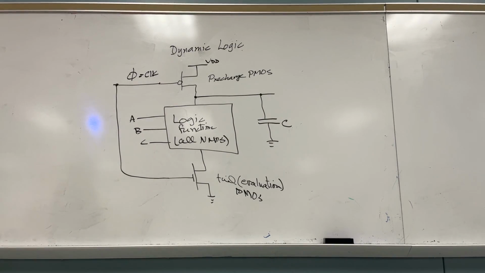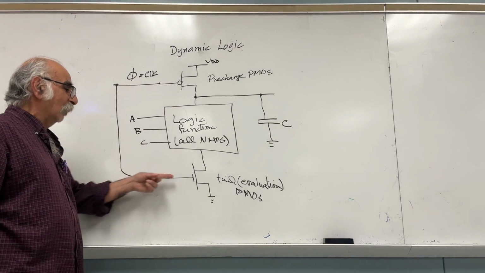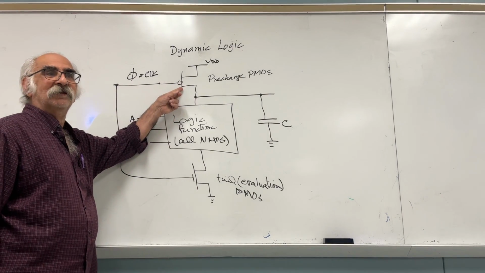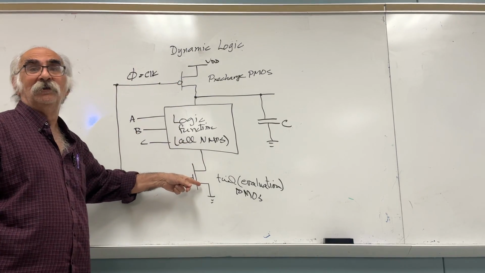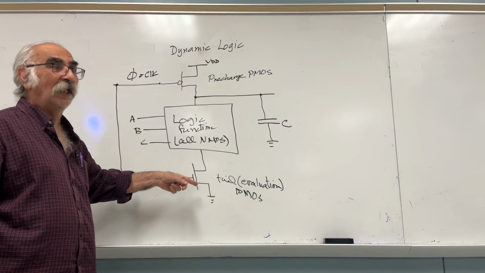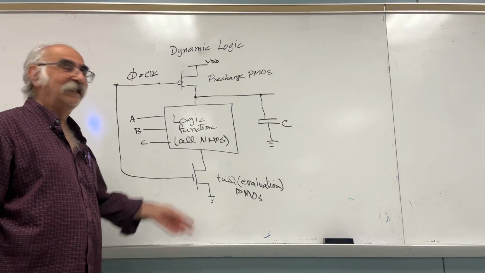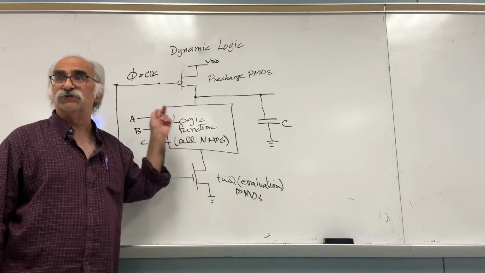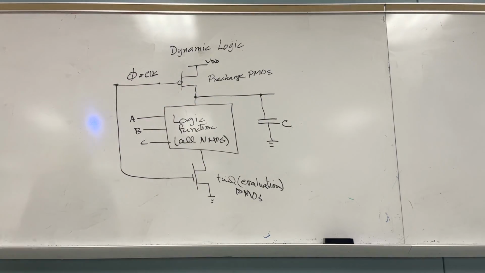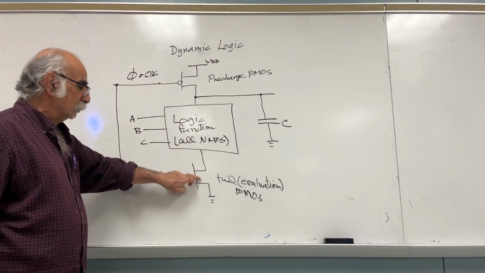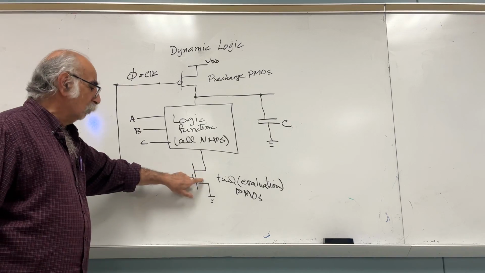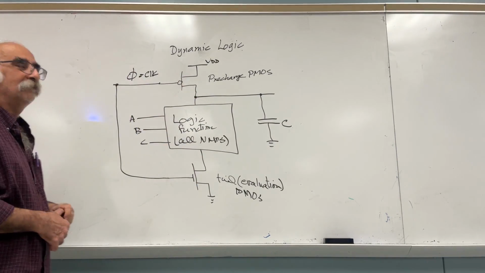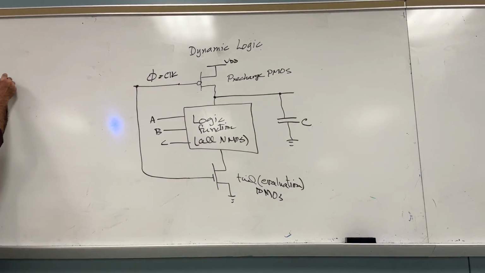By the way, when you see the same clock for this one and this one, what does it mean? It means they both cannot be on at the same time, because their input is the same. So if the clock is 0, this one is on, this one is off. If the clock is 1, this one is on, this one is off. Okay, let's review the steps very quickly.